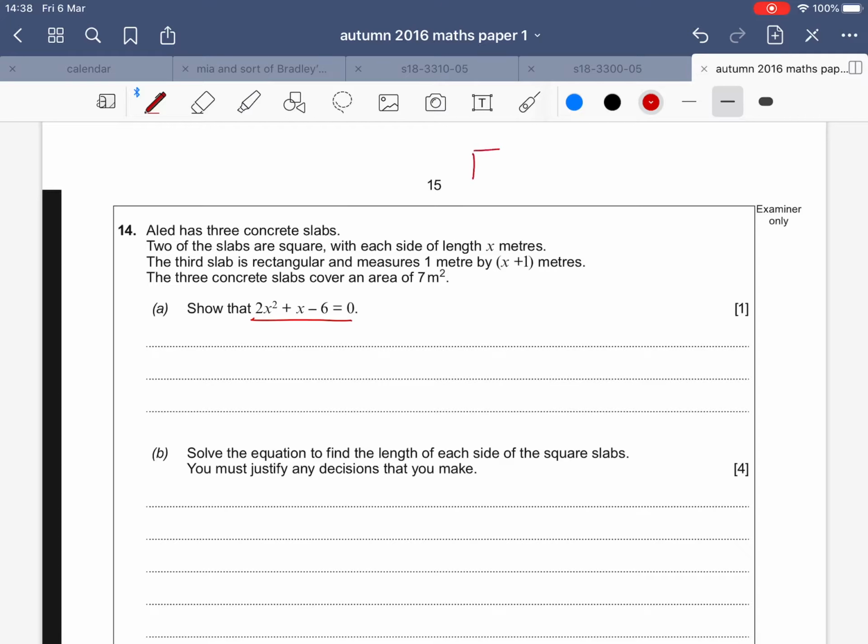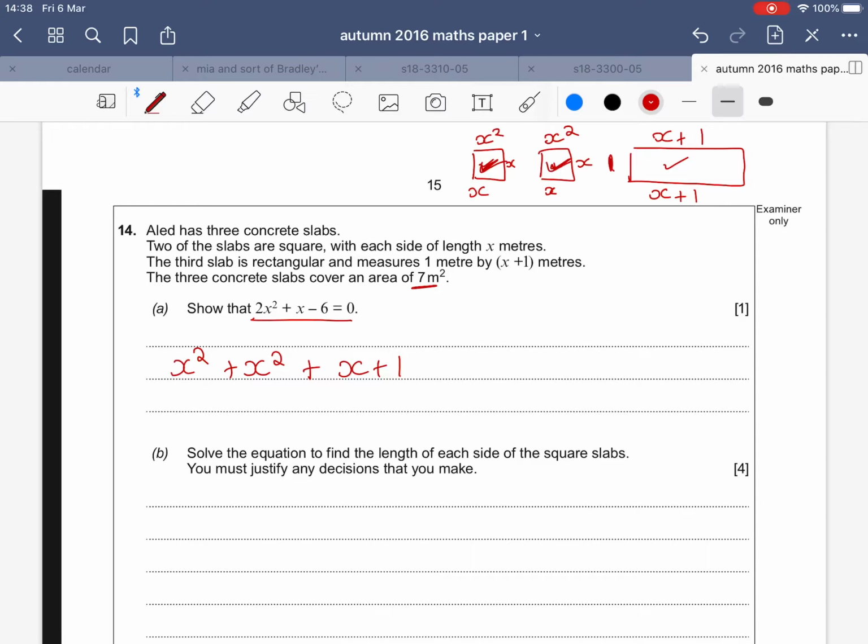So if I was just to visualise it, you've got 2 squares, both sides x and x, and you've got your rectangle measured 1 by x plus 1. They said that the area totals 7. So the area of this plus this plus this equals 7. The area of the first square is x times x, so that's x squared. The second is x times x, which is x squared. The area of the third one would be one lot of x plus 1, which is x plus 1. So you've got x squared plus x squared plus x plus 1 equal to 7.